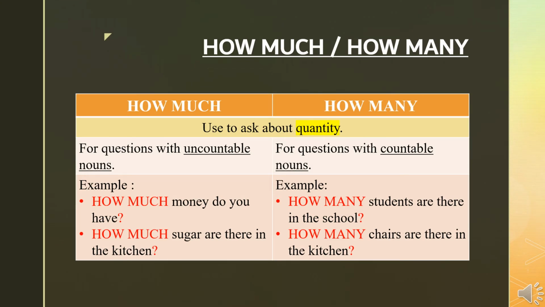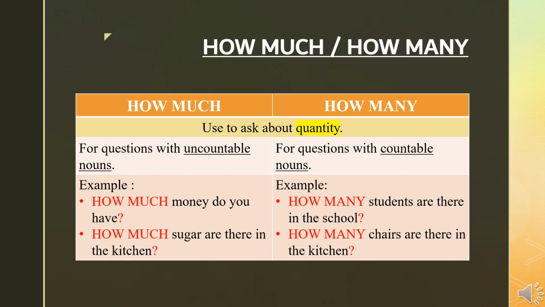Next, we continue with how much or how many. This table shows the similarities and differences of how much and how many. For the similarity, how much and how many are used to ask about quantity. But the difference is that how much is for questions with uncountable nouns. For example, how much money do you have? How much sugar is there in the kitchen? Money and sugar are uncountable nouns, so we use how much.